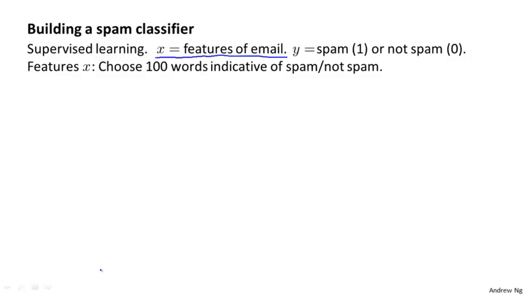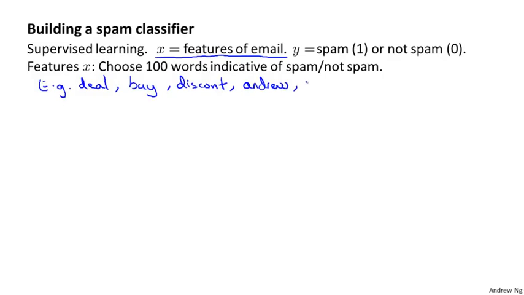We could come up with, say, a list of maybe 100 words that we think are indicative of whether email is spam or non-spam. For example, if a piece of email contains the word deal, maybe it's more likely to be spam. If it contains the word buy, maybe more likely to be spam. A word like discount, more likely to be spam. Whereas if a piece of email contains my name, Andrew, maybe that means the person actually knows who I am, and that might mean it's less likely to be spam.